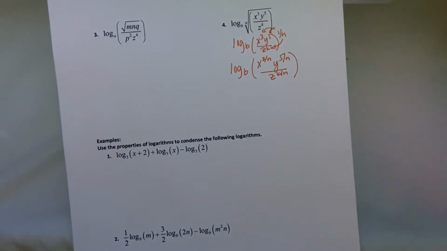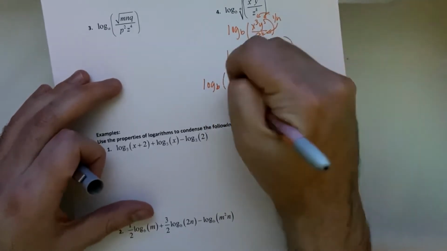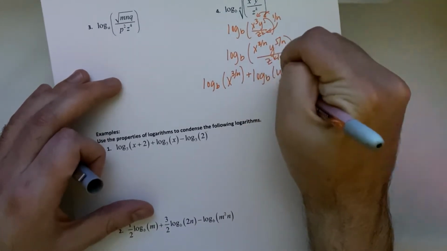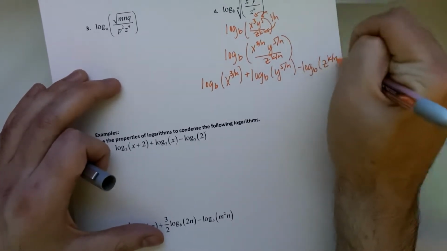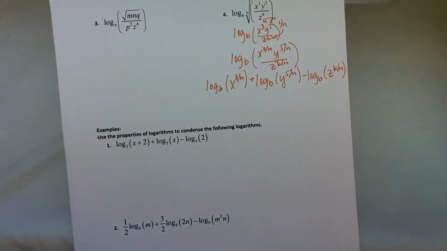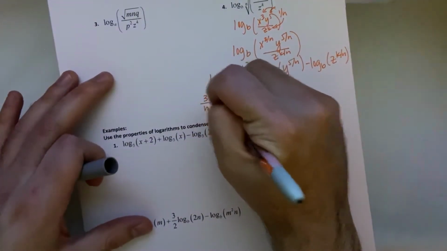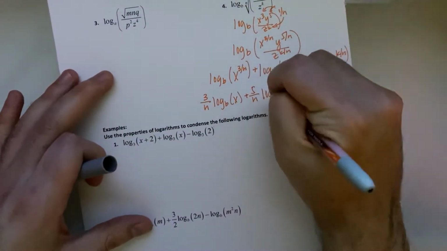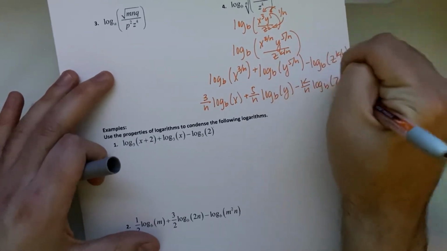Now, anything multiplied in the numerator becomes an add when it gets separated. Anything divided by becomes subtract. So really we have log base b of x to the 3 over n plus log base b of y to the 5 over n minus log base b of z to the k over n. Now for each of these, they have an exponent that comes out front, so 3 over n times the log base b of x plus 5 over n times the log base b of y minus k over n times the log base b of z.